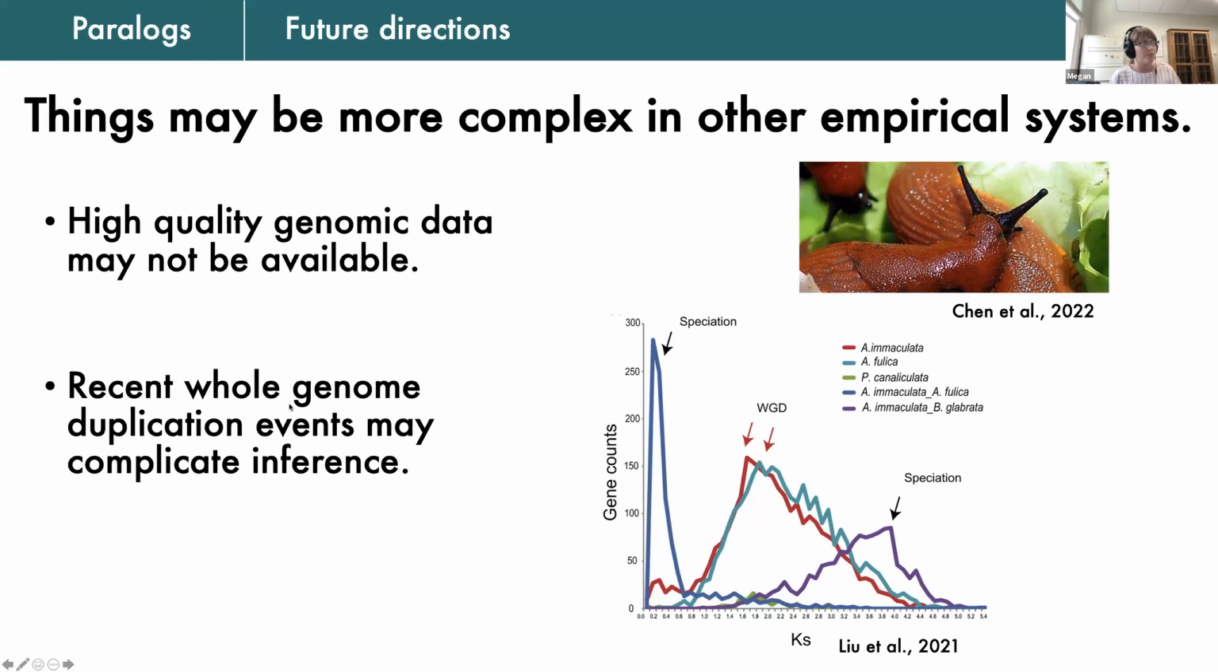It's also true that some groups have undergone more recent whole genome duplications, and that may include terrestrial gastropods. There's a hypothesized whole genome duplication event. And this could complicate inference when we have lots of paralogs.